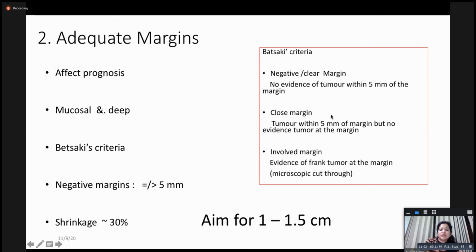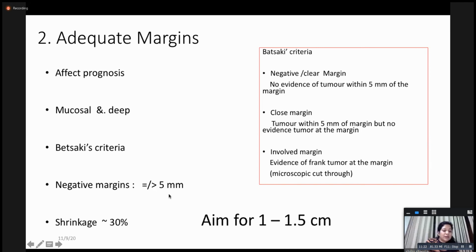But the majority of us follow Shetty's criteria, according to which if the tumor is 5 millimeter or more from the margin in final histopathology, it is a negative or clear margin. If it is within 5 millimeter, it is a close margin. If it is less than 1 millimeter or there is a microscopic tumor cut through, then it is an involved margin.